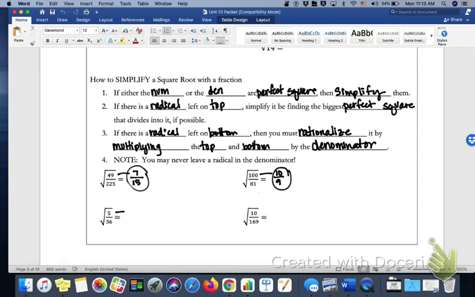The next one, square root of 5 over 36. The square root of 5 cannot be simplified, but we can find the square root of 36. So that's going to simplify to the square root of 5 divided by 6.